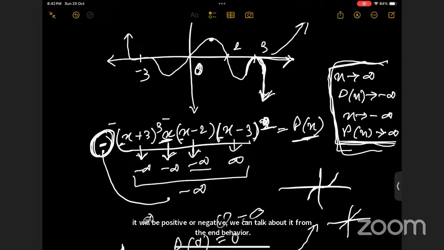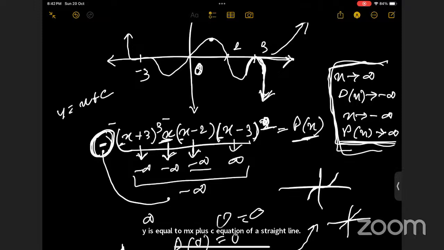Okay, thank you. Ma'am, the equation of a straight line y equals mx plus c, is it a binomial or trinomial? Yeah, this is binomial, right? Two different terms are there. Ma'am, and if we take the y to the other side, then what will be the plus minus?